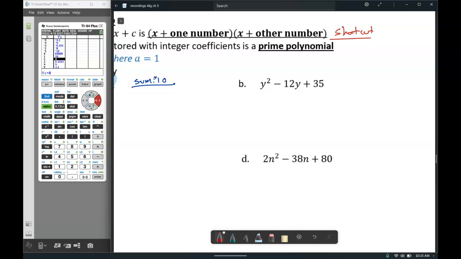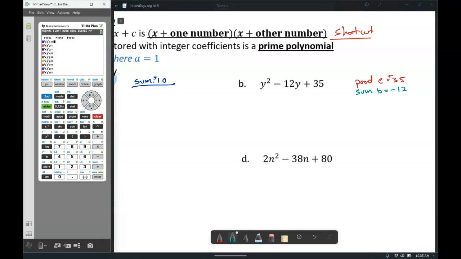So let's go ahead and try it again with slightly different numbers. So here we got our quadratic in standard form. We want a product of C, which is 35, positive, and we want a sum of B, which is a negative 12. So we're going to go back to our calculator, and I want a product of 35, and I want to look at my factor pairs, and I want to add to negative 12. Well, when I look here, negative 5 and negative 7, those are the numbers that add to negative 12. And so we can go ahead and apply our shortcut.